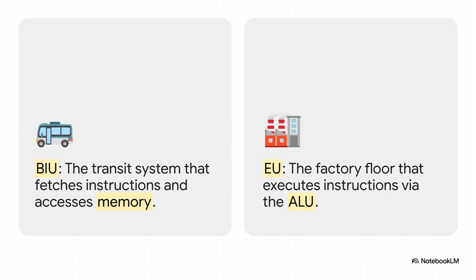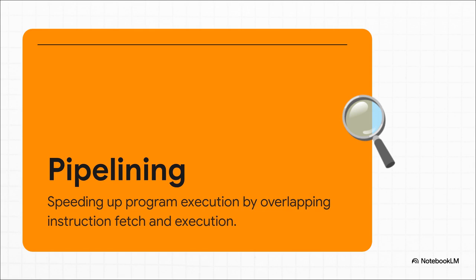Meanwhile, the execution unit is the factory floor. It receives those raw program instructions and data from the BIU, and its arithmetic logic unit actually executes the commands, doing all the heavy mathematical lifting. Notice how the execution unit has absolutely no direct connection to the outside system buses. It relies entirely on the BIU to bring it materials. And here is what really makes this entire architecture hum. Pipelining. It's totally genius. The BIU features an instruction queue.